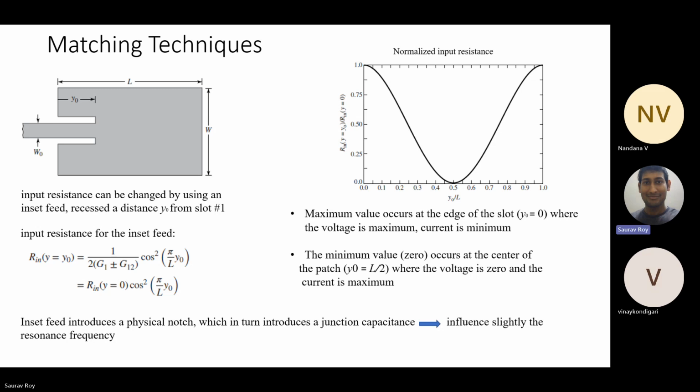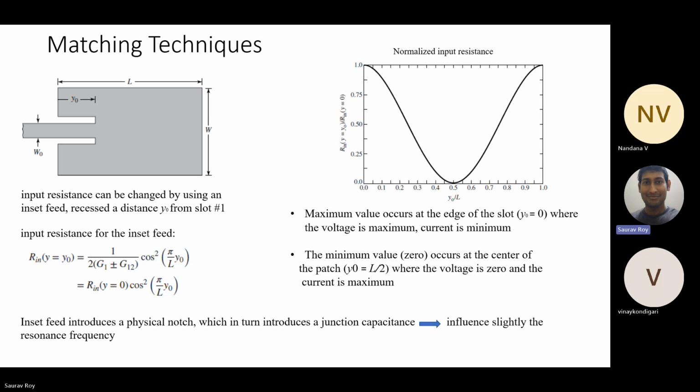Do you understand how this cos theta variation is coming? Yes, sir. Okay, so that is why the input resistance at y equals y naught is given as cos square pi by L y naught. You see the y naught term is coming here. So ideally it will be at pi by L y. At any y position, the length is in the direction of y, that you remember. It is the y direction. So at any point in the microstrip patch antenna, you can calculate the resistance. In the right hand side, it shows the actual plot, how it would be.